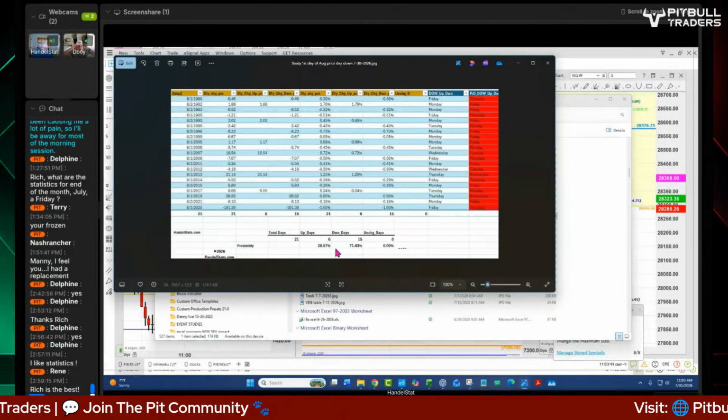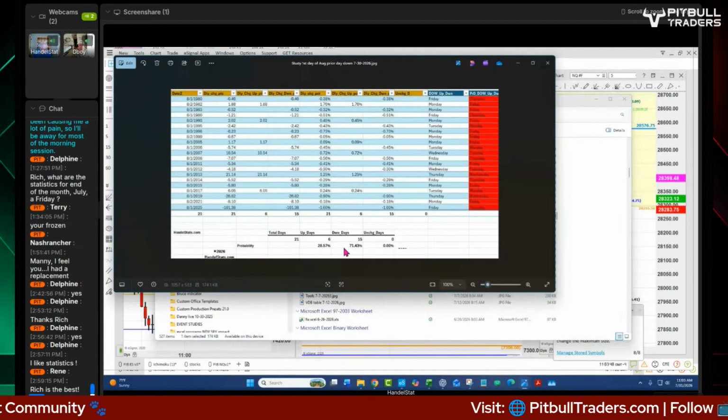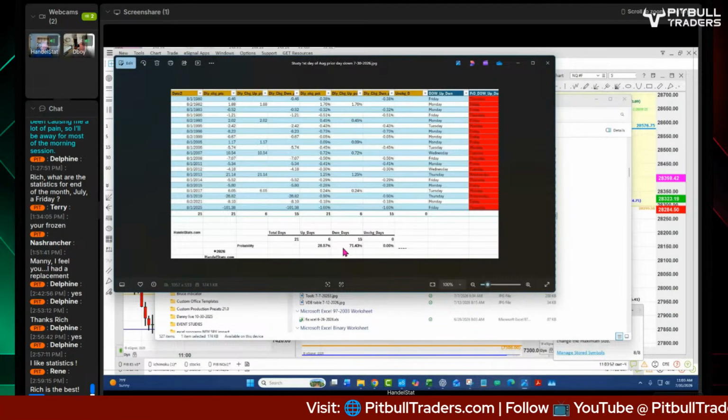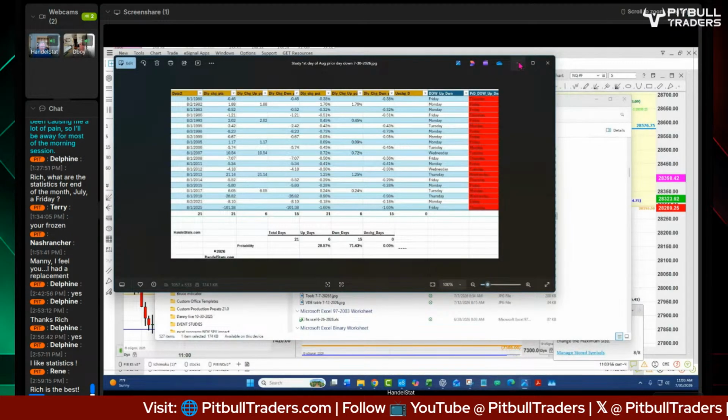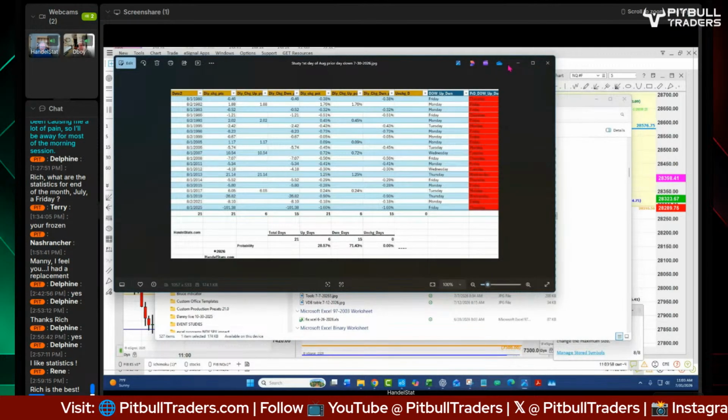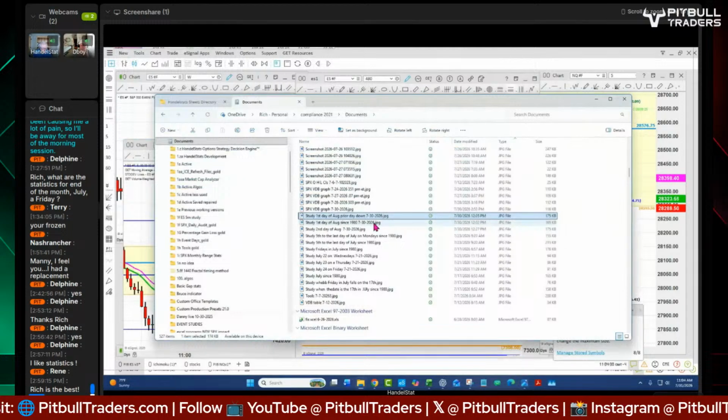So if today ends up being down, it's a 71% probability that Monday will be down if today ends up being down. So that's for August. Now let's see, this August 1st. Let's see.